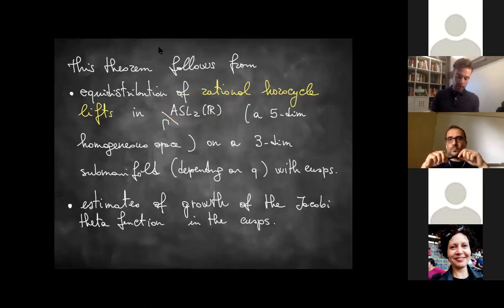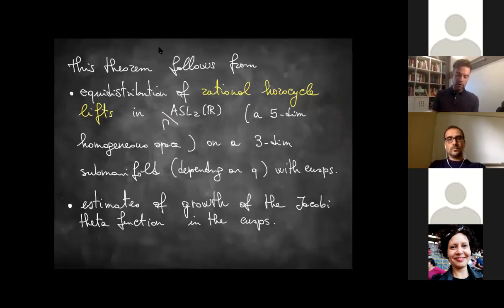I will actually discuss something slightly more general, where because of the rationality of the horocycle, the equidistribution does not take place in the ambient manifold, and there will be a dynamical interpretation for that, but only on a sub-manifold that has positive codimension, in this case dimension 3 inside the dimension 5 manifold.